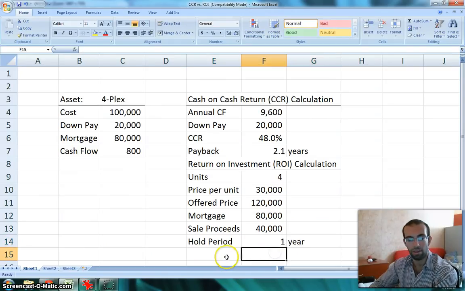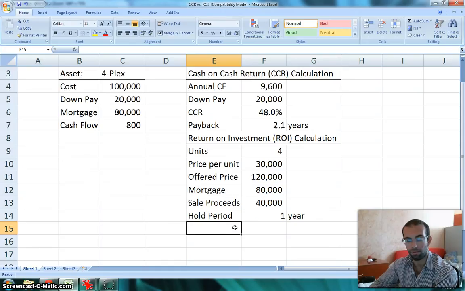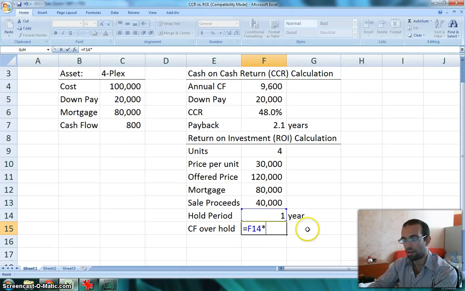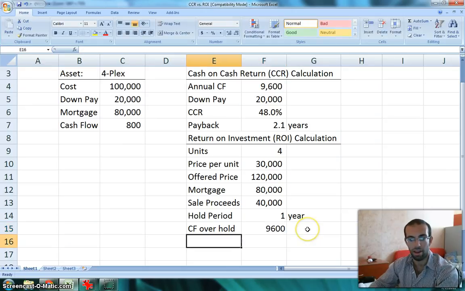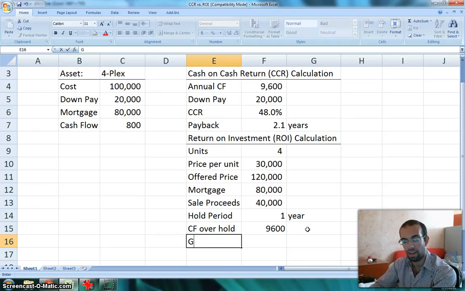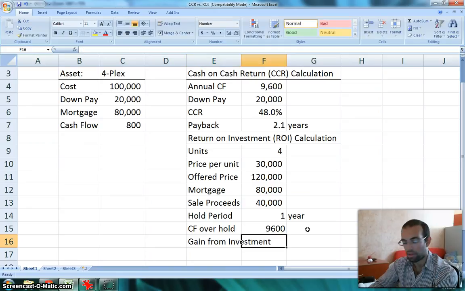So over that 1 year, we would have made cash flow over the hold period. We would have made 1 times the annual cash flow, so that's going to be $9,600. So the gain from investment is going to be the sale proceeds plus our cash flow over the hold period, which is $49,600.